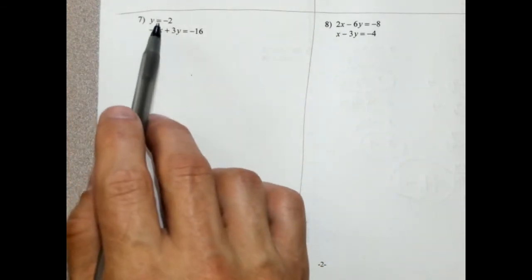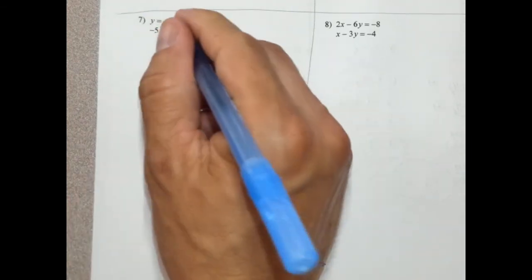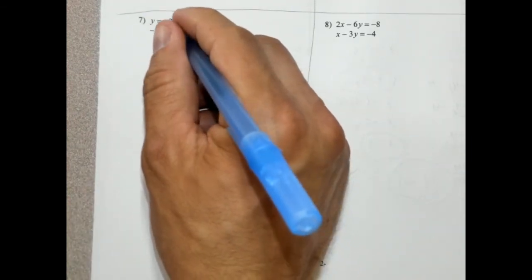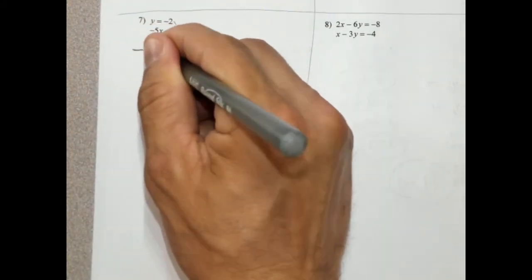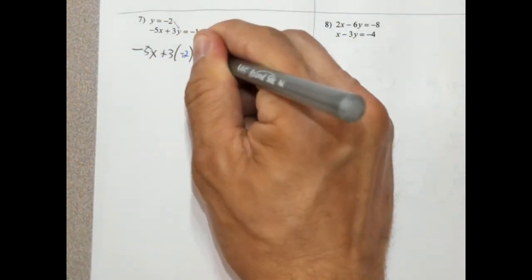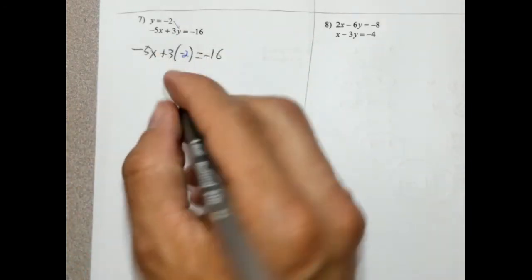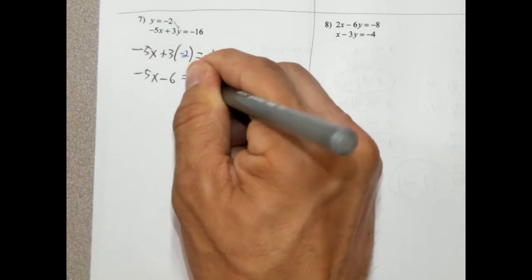So this is interesting. So y equals negative 2 would be a horizontal line. So we already have our y value, so we don't have to worry about isolating a variable. We have y. Y is negative 2. So we're just going to plug that in right there. This one's actually the easiest one. Negative 5x plus 3, parentheses, and we're going to put negative 2 in for our y. Equals negative 16. 3 times negative 2 is negative 6, so negative 5x minus 6 equals negative 16.